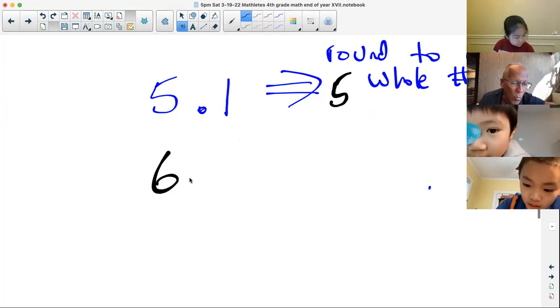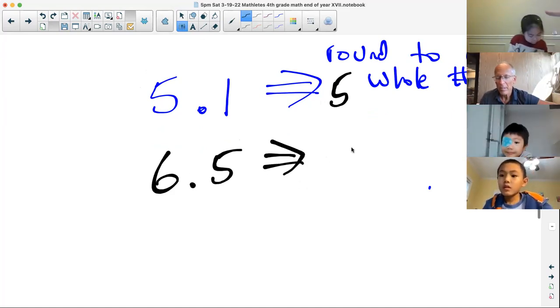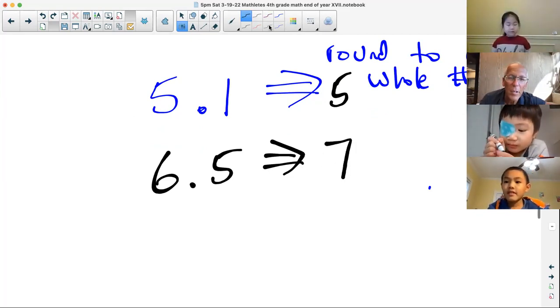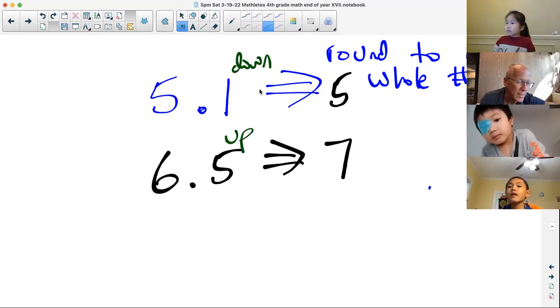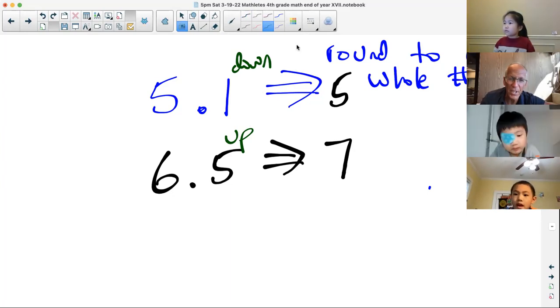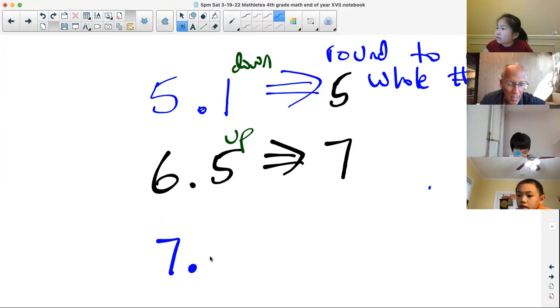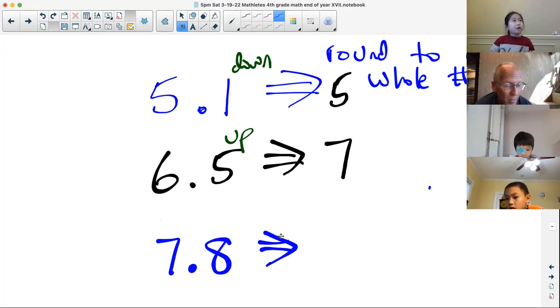5 is rounding 0.1 down. Jason B. What about 6.5? 7. It rounds up. Down to 5, up to 7. Now, Jason E. Go, Jason. Jason E, look up, buddy. Come on, round 7.8 to the nearest whole number.